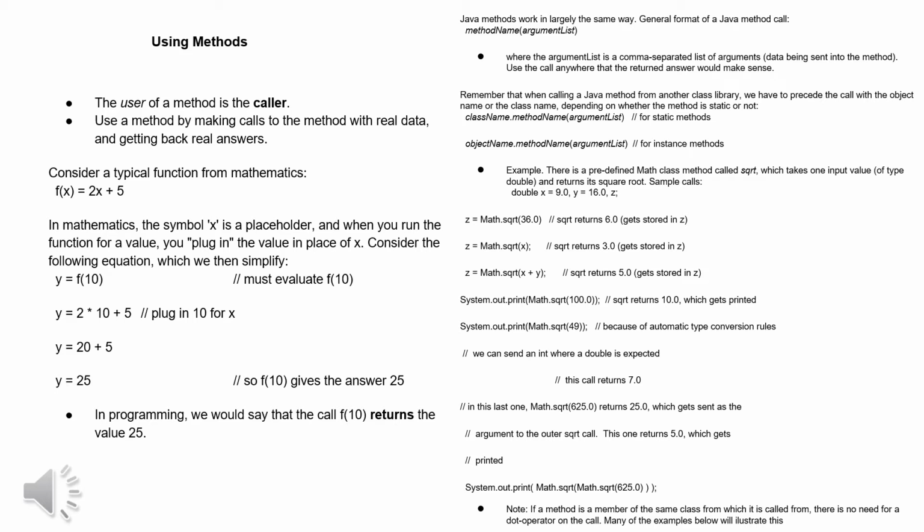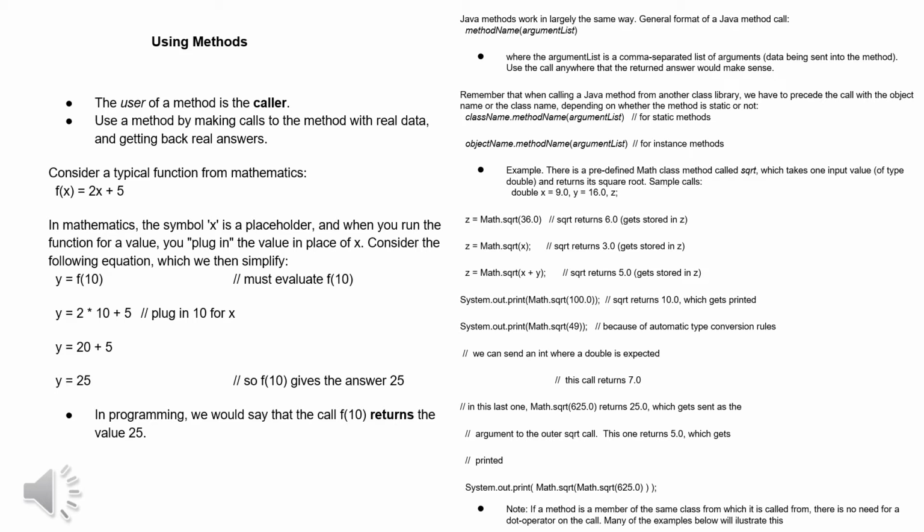Or for example, in the next example we have Math.sqrt(x). x is 9, right? So you can see that as an input it can take a variable. We initialized and declared this variable before. As you see above, double x equals 9. So x here is 9, sqrt of 9 is 3. So z in this example will be 3.